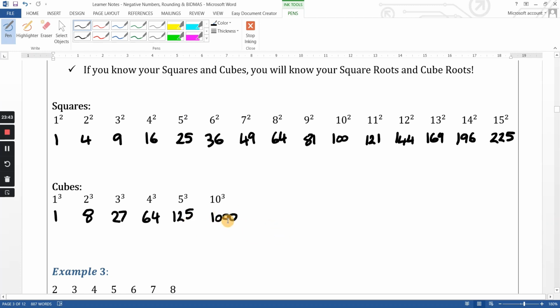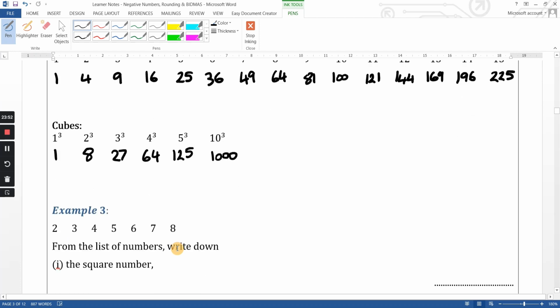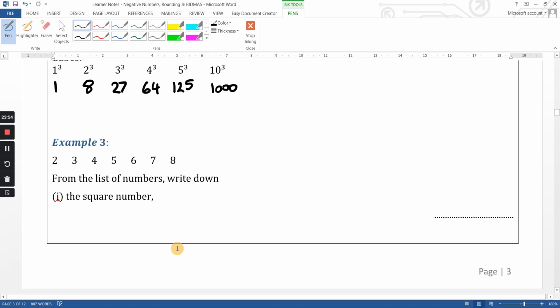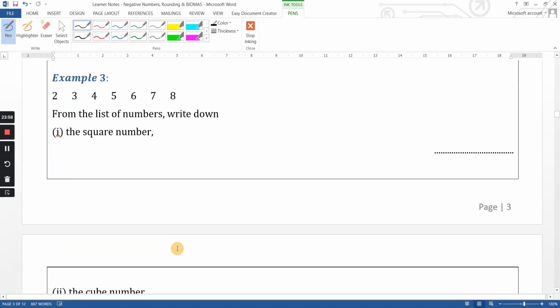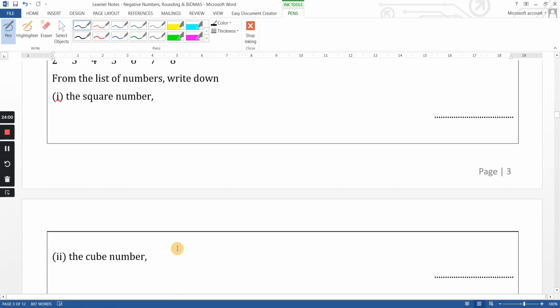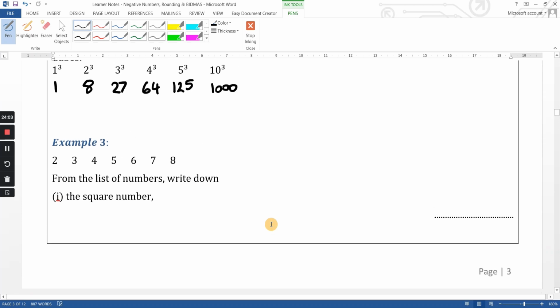And again, if you know your cubes, you'll know your cube roots, going the opposite way. So let's practice a few of these. Again, these are foundation style questions. We'll do an example, and I'll get you guys to practice in a minute.